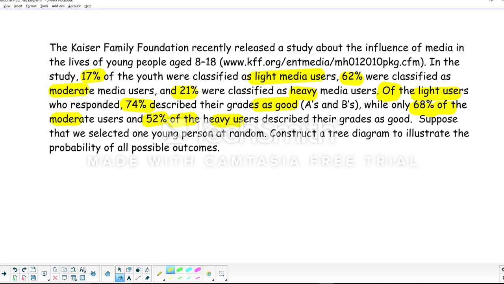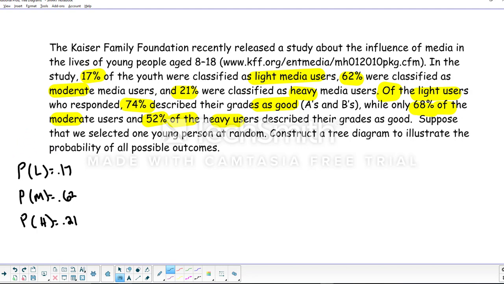Okay, so now instead of actually just highlighting, I actually want to write out what the individual probabilities are that I know. It's just going to be an organizational tool for me that's going to help. So I'm going to define the light media users with the letter L, and that's 0.17. My moderate users, I will define with M, and that was 0.62. And then my heavy users with H, and that was 0.21.